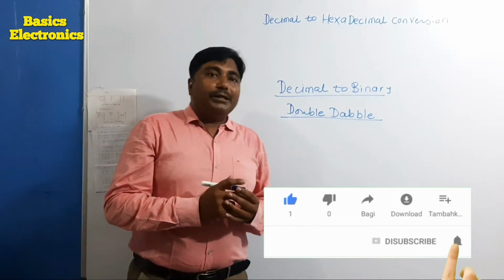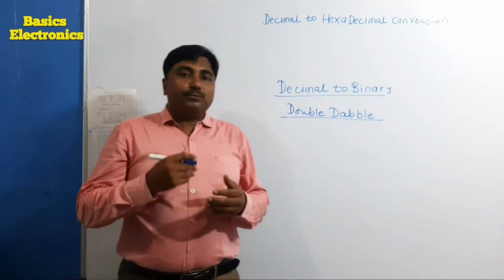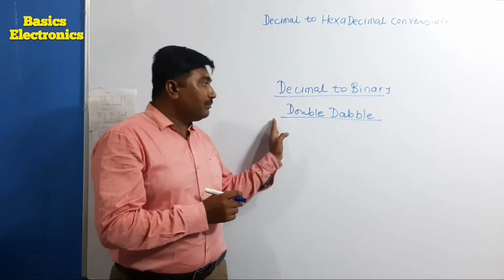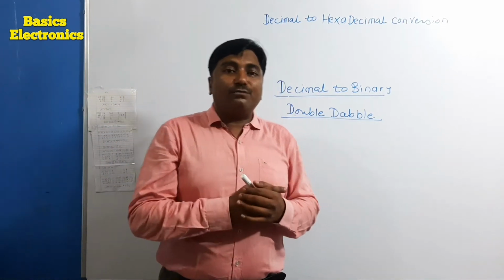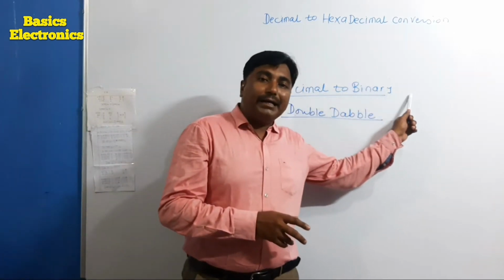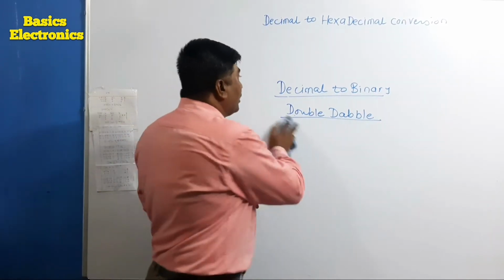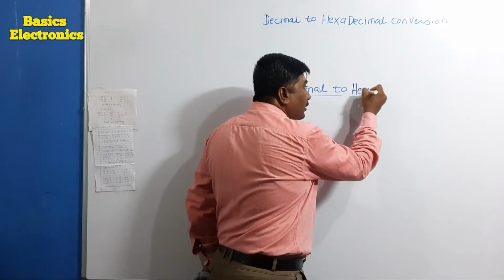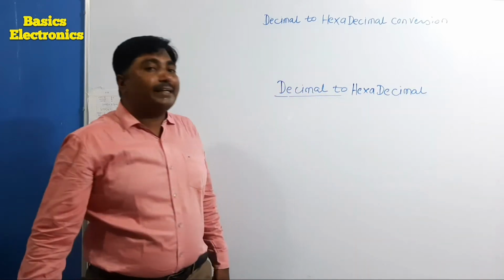In this method we divide by 2 and we multiply by 2. Means for conversion of the decimal number into the binary, we use this method, which we call the double double method. All of you know how we can convert the decimal number into the binary by using the double double method. Here we have to convert the decimal number into the hexadecimal.